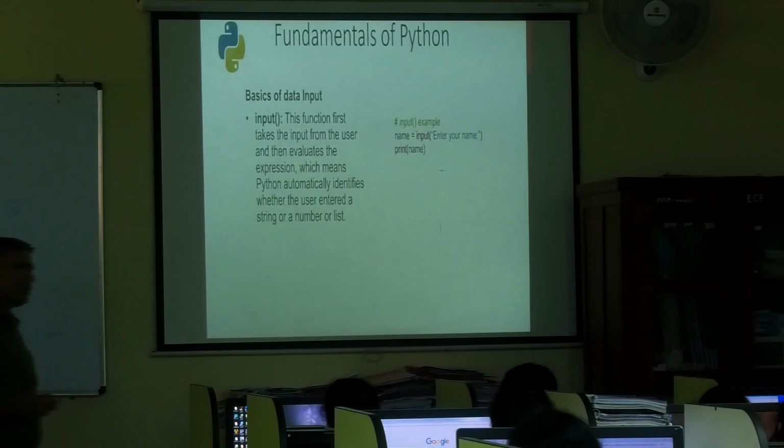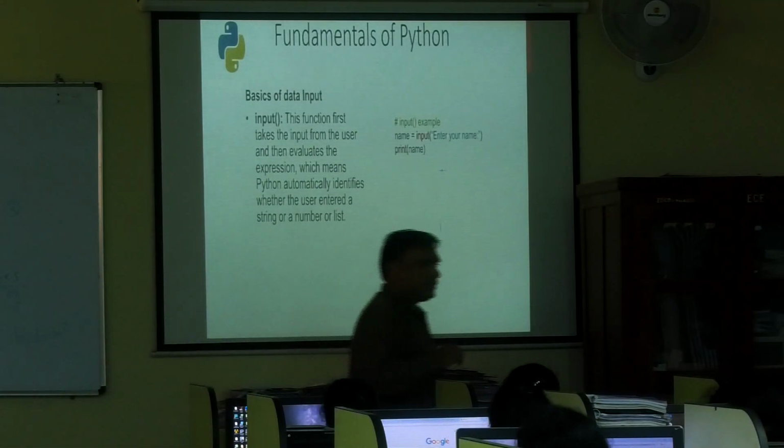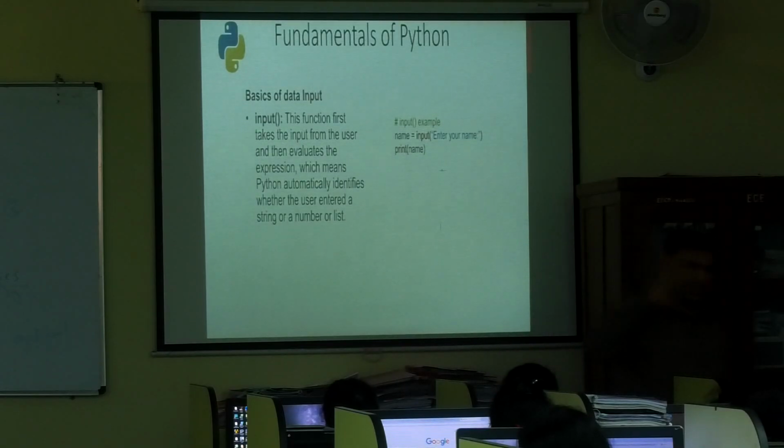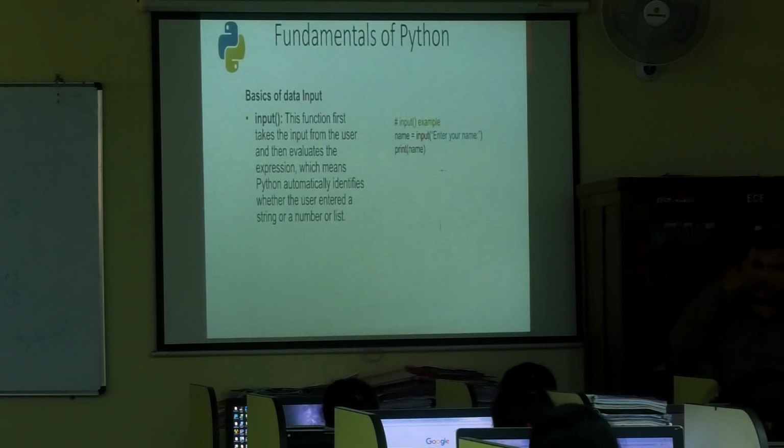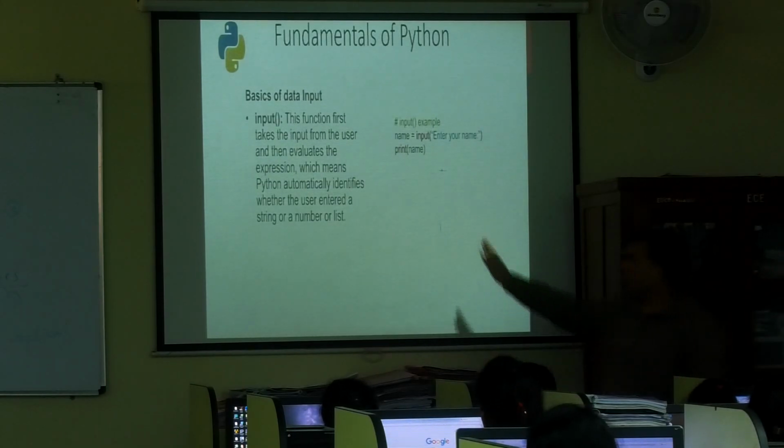Okay, so basic data input. In C, what we are doing? Integer will be declared, float will be declared, then we are inserting the input. We have to ask for the input from the user. The input will be the user input, and the output will be generated by the computer. That means the result will be presented on the screen, the console, anywhere.